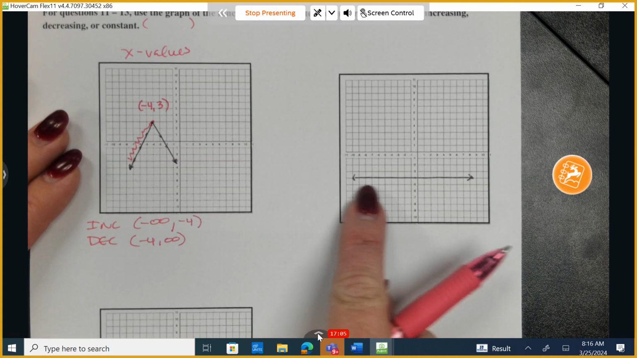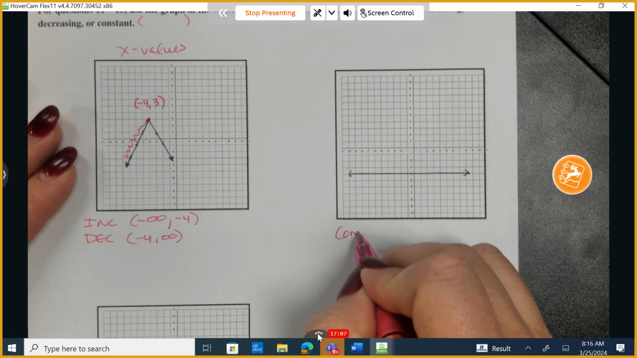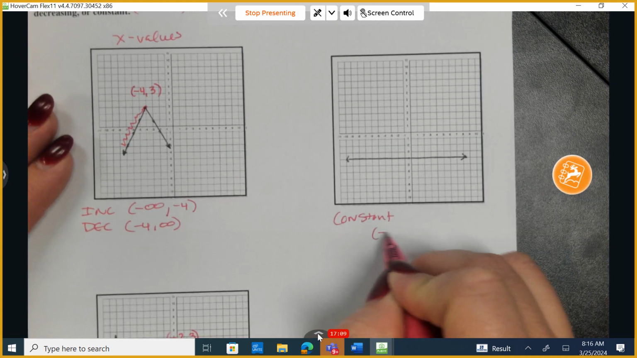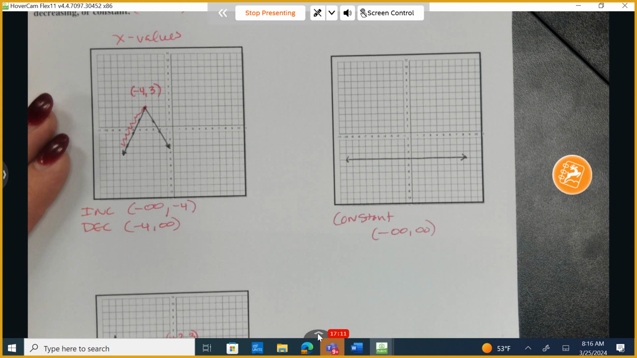Now this function is neither increasing nor decreasing, it is constant. Now where is it constant? The entire way it is constant.